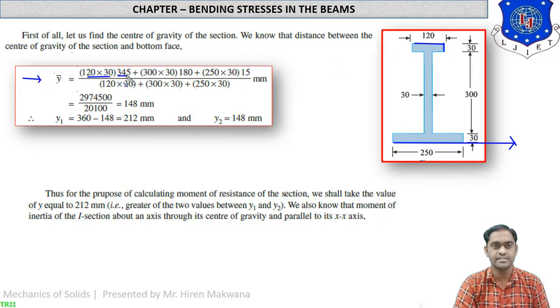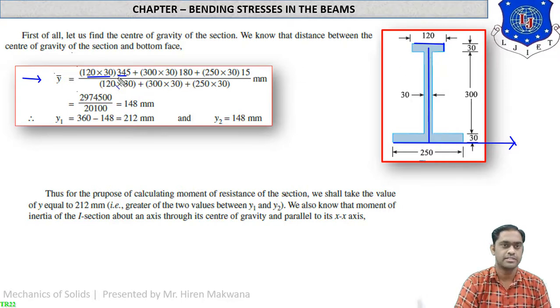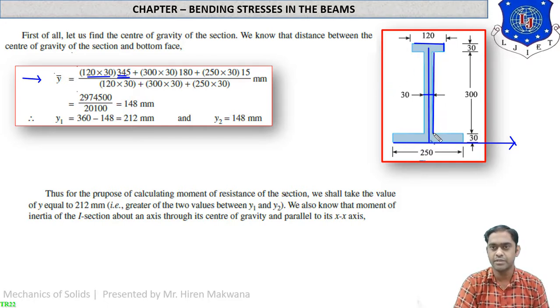Now how does this distance 345 come? It is from the bottom axis to the CG of the first part, which means this 30, then 300, so total 330, plus half of 30 which is 15. So it is 345. Similarly for part 2, the area will be 30 width into 300 depth. So 30 into 300 is the area of part 2.